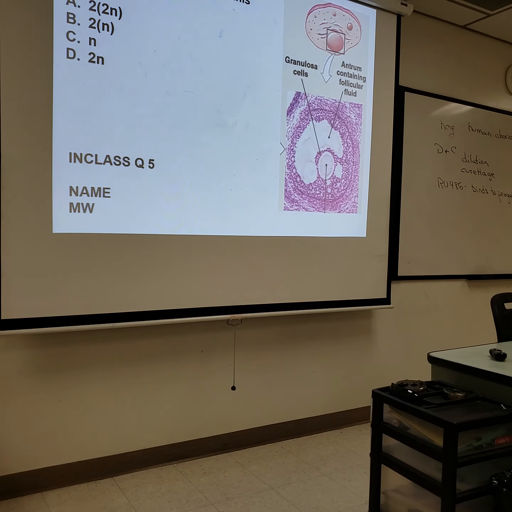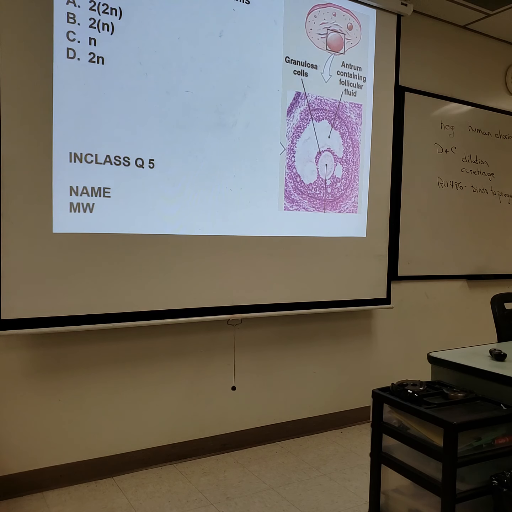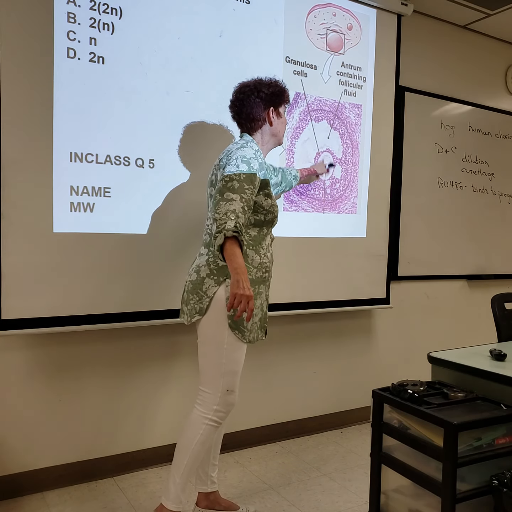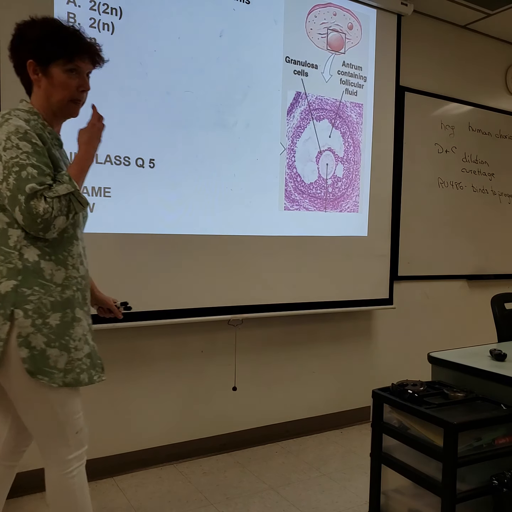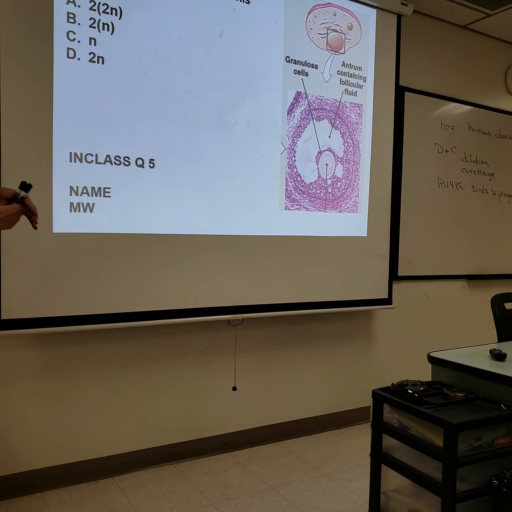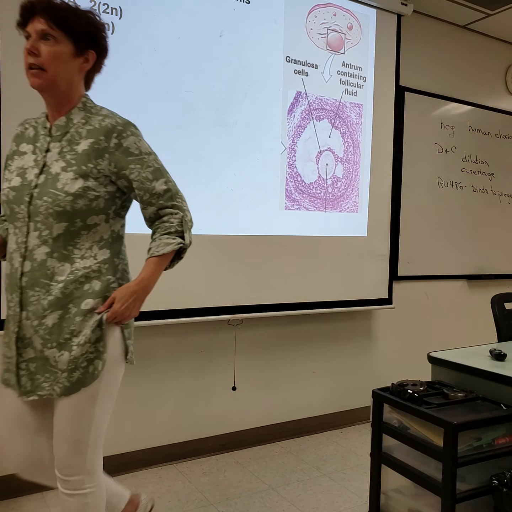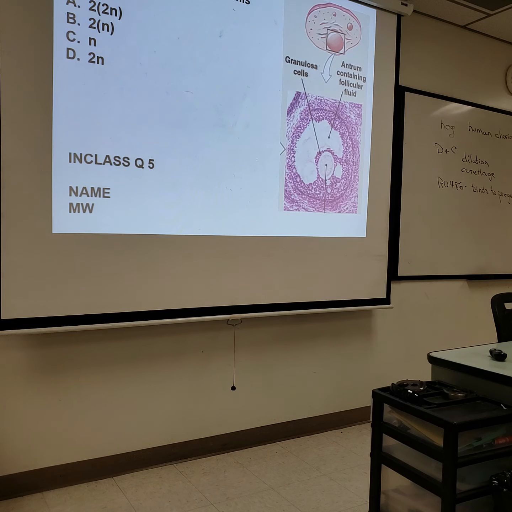Okay, question four. Are we on three? Yeah, we're on three, right? Four. Then we're ready for four. So identify the chromosomal pattern of the oocyte in this antral follicle. Not a mature antral follicle, all right? Size-wise, and the fact that we still have a few other antral spaces here that haven't coalesced. So what's the chromosomal pattern of the oocyte in that antral follicle?